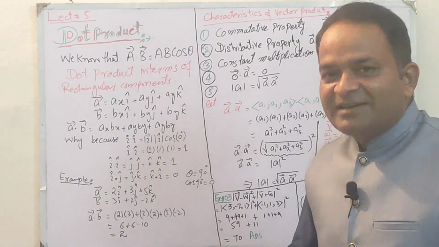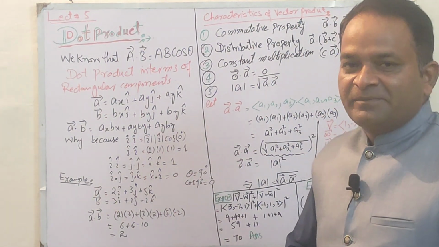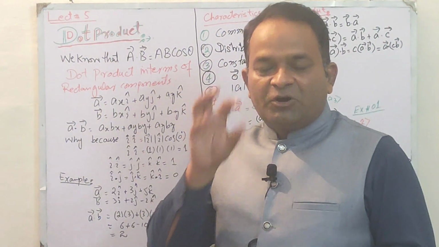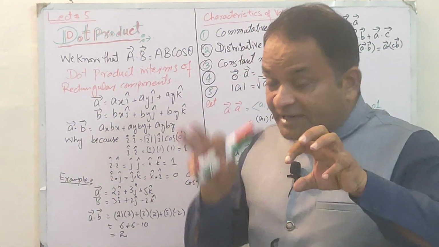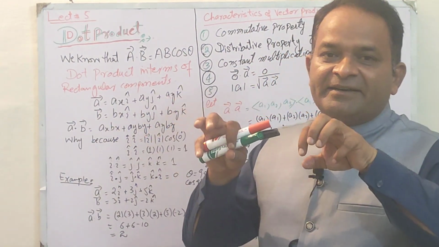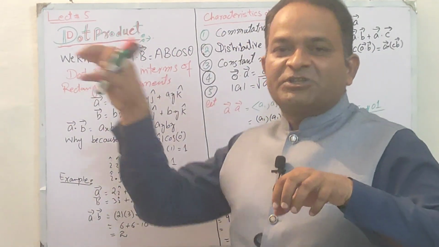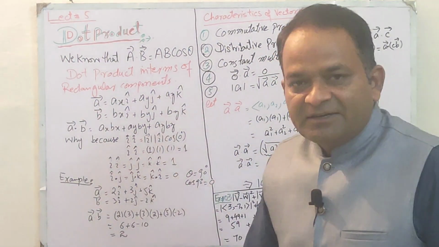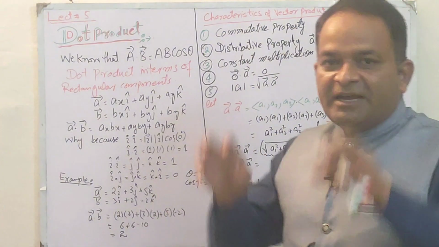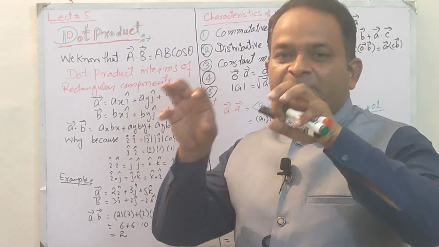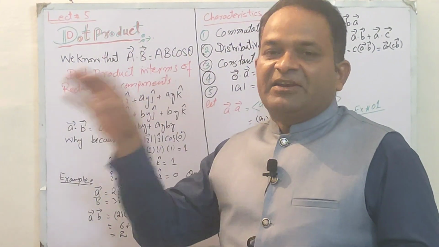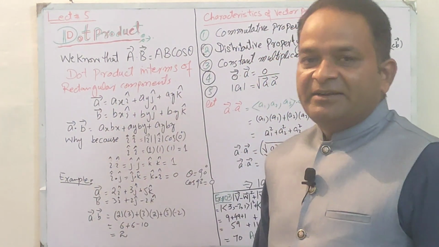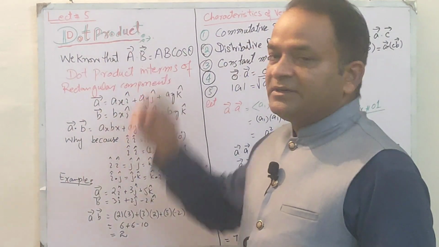It is also called a scalar product. So how to define a scalar product, a dot product? If two vectors are multiplied and result in a scalar quantity, then this product is called dot product. If we have two vectors and we take the dot product, we will get a scalar. In earlier classes, we have already learned about dot product.